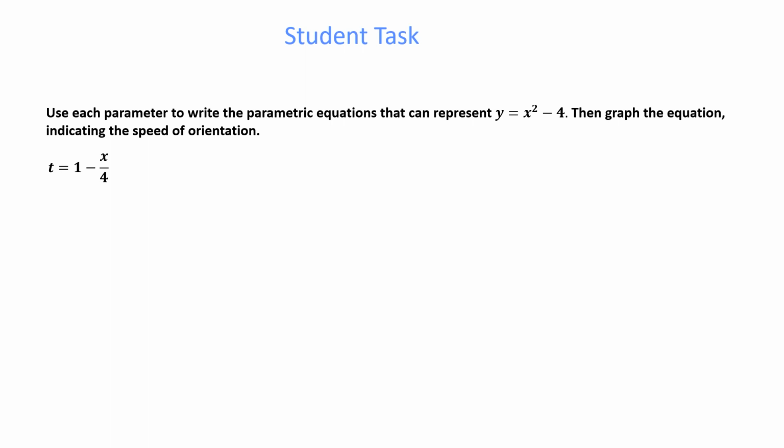Student's task. Use each parameter to write the parametric equations that can represent y equals x square minus 4. Then graph the equation indicating the speed of orientation. Here we have t equals 1 minus x upon 4. You can pause the video now. Once you finish, you play the video to check your answers.